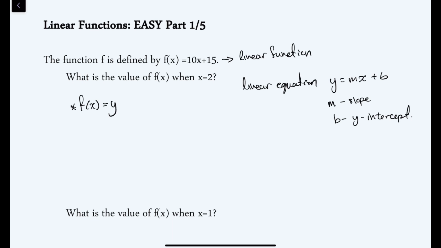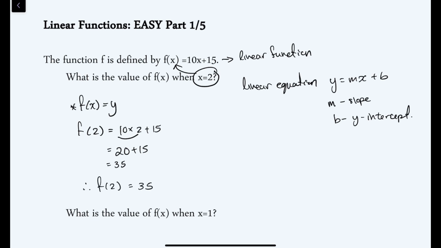Now, what we do here is we say f at 2, because we plug in x is equal to 2: 10 times 2 plus 15. BEDMAS says we do multiplication first. 20 plus 15 is equal to 35. Therefore, f at 2 is equal to 35.